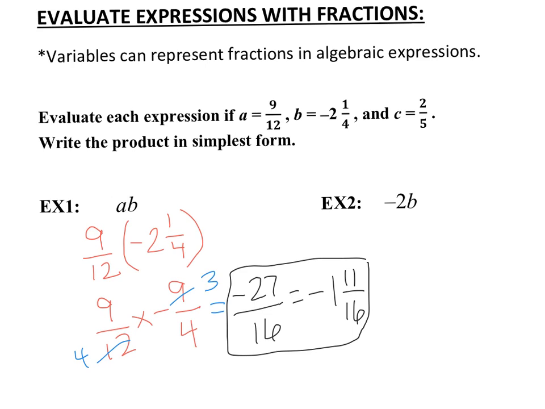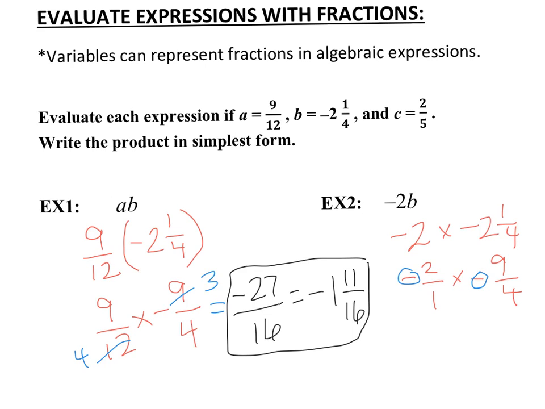Now in example 2, we're going to do the same thing. We're going to substitute in the correct value in for B. So I have negative 2 times negative 2 1/4. So now in this case, negative 2 is a whole number, so I need to convert that into a fraction, negative 2 over 1. Then I'm going to multiply the negative 2 1/4, which we already know is negative 9 over 4. And because we have a negative times a negative, my answer is going to be a positive answer. So we actually don't need the negatives anymore. Our answer will be positive.